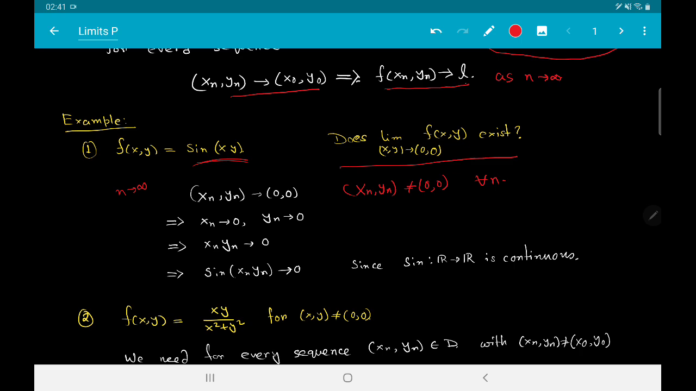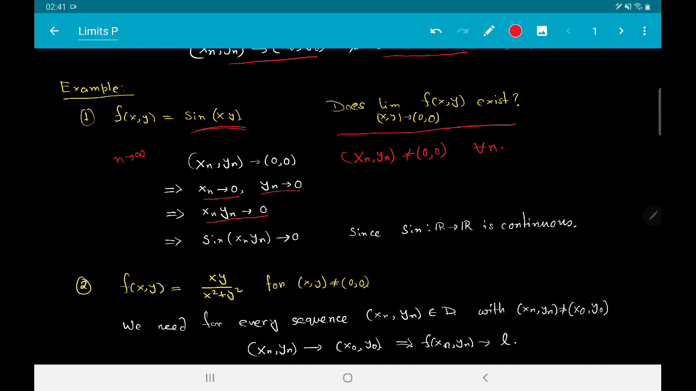Now we know that if we have two real sequences xn and yn both converging to 0, then the product of them converges to 0, and we know that the function f(x) equal to sine x, this real valued function, is continuous on R. So xn yn converges to 0 implies that sine of xn yn converges to 0. What is the upshot? The upshot is that this limit exists, and not only that, this limit is exactly equal to 0.